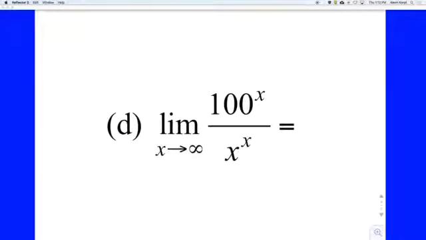Okay, 100 to the x. That is impressive. If your money grew according to that exponential function, you would be the richest person on the face of the planet. That's pretty extremely fast growth.